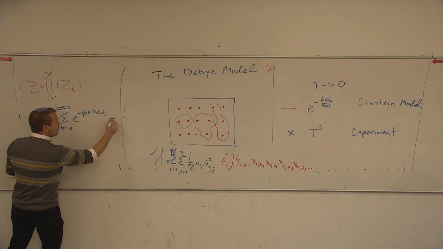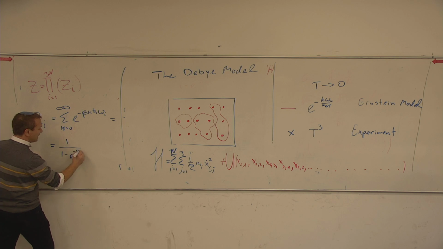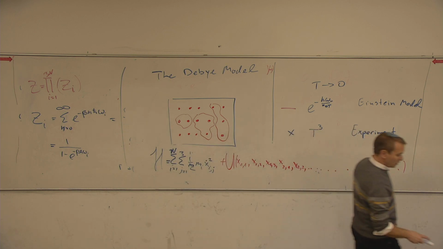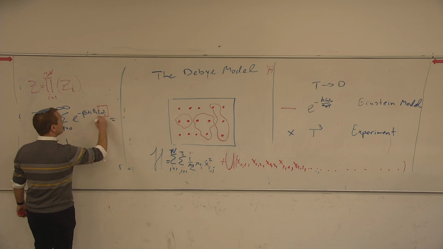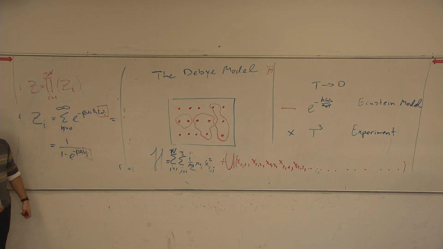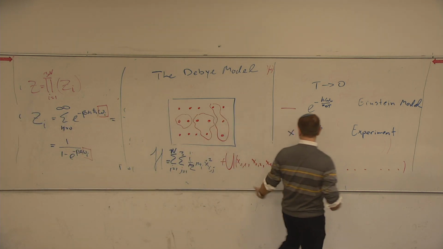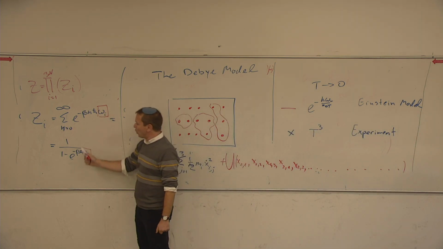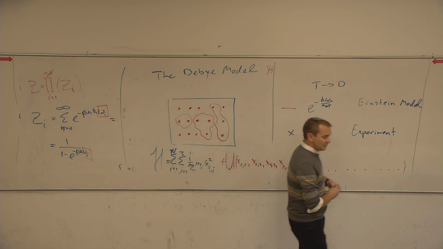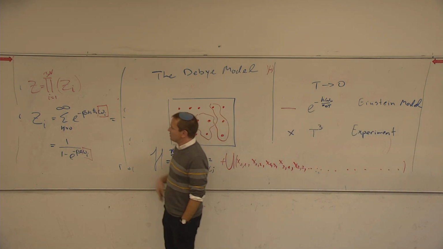Okay, and we already know what this sum is. This is simply 1 over 1 minus e to the power minus beta h bar omega i. But do the waves affect the energy? Oh, they do affect the energy. But the problem is all those omega i's. In Einstein, they were all exactly the same. Here, because of this crazy potential, they're going to be different. So I don't really know what those omega i's are. I need some way of representing those omega i's.